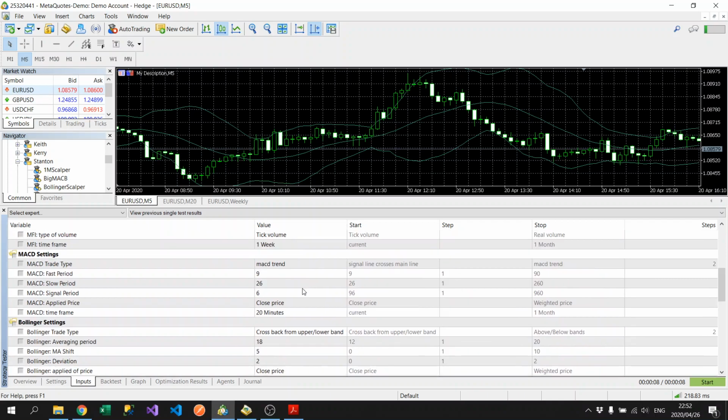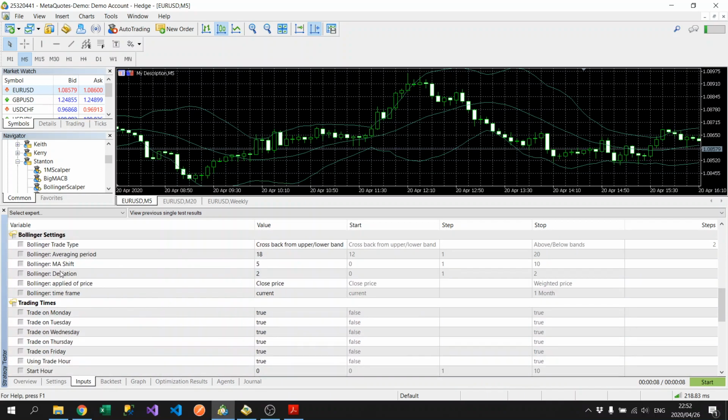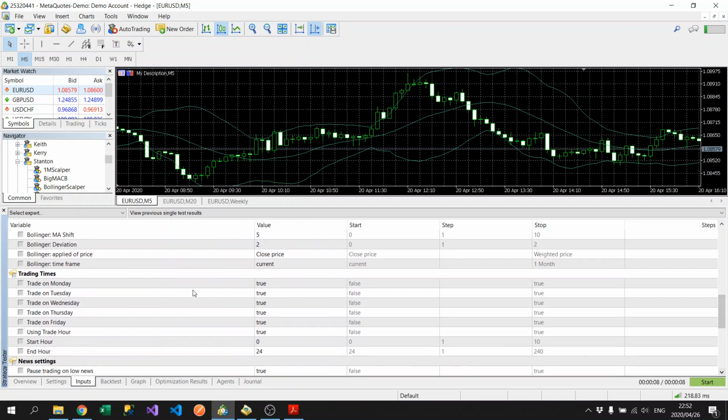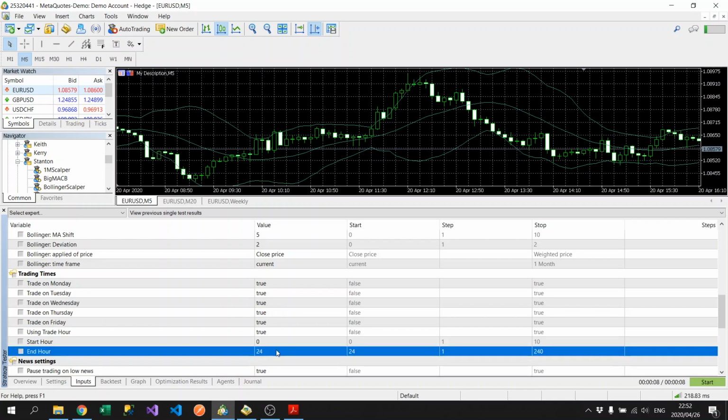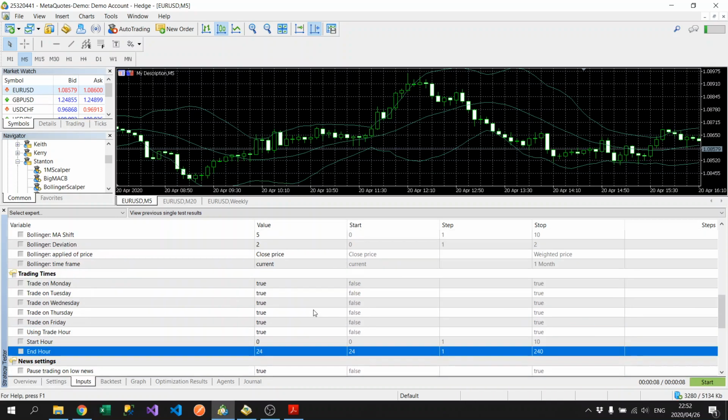Let's just look at the other settings quickly. We have trading times. If you do not want to trade on Monday or Tuesday, you can choose which days you want to trade on, and then you can also set a trading time. So if you only want to do scalping after hours, or when the markets are a little bit quieter, you can do that, or you can trade throughout the whole day for 24 hours.